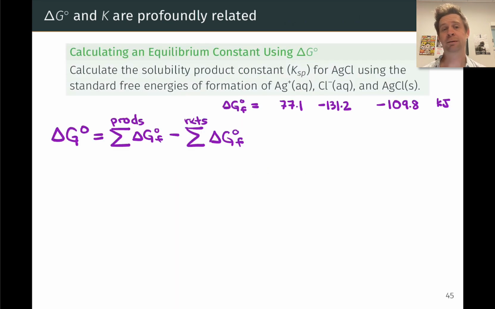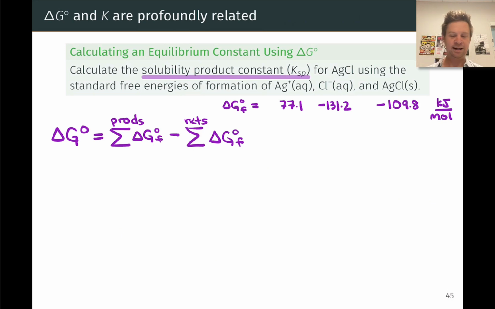In this practice problem, we're asked to calculate an equilibrium constant, what's called the solubility product constant, we'll define that in a second, for AgCl using the standard free energies of formation of aqueous silver plus cation, chloride anion, and solid silver chloride. Now, I've gone ahead and looked up those free energies of formation, and they're listed on the slide in units of kilojoules per mole. Here it's going to be a little more convenient to think in those terms.